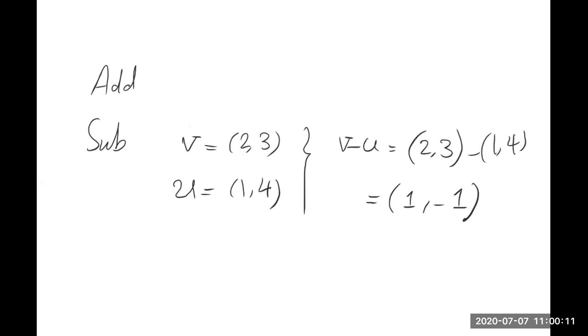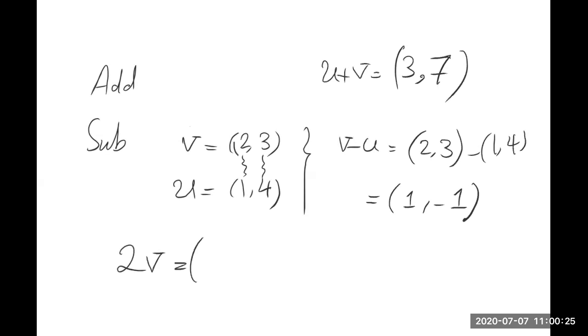We just subtract them. We can add them. V plus U is, we add the first coordinates, 2 and 1, the sum is 3, and 3 and 4, the sum is 7. And we can multiply vectors by a number. 2 times V would be 2 times 2, which is 4, and 2 times 3, which is 6. So we can add, we can subtract, and we can multiply the vectors by numbers. And yeah, that's it. So we can do these algebraic things.